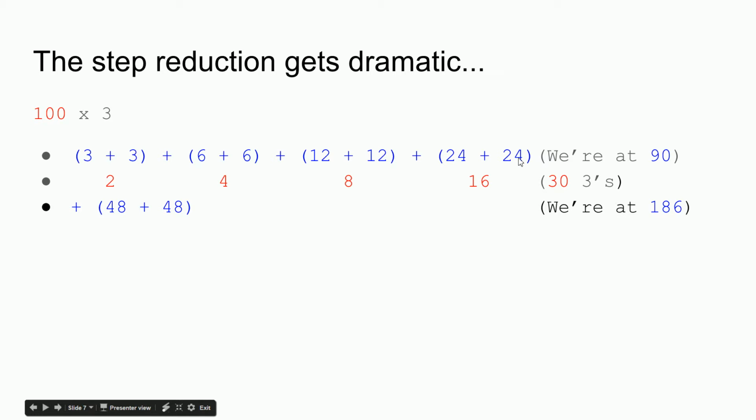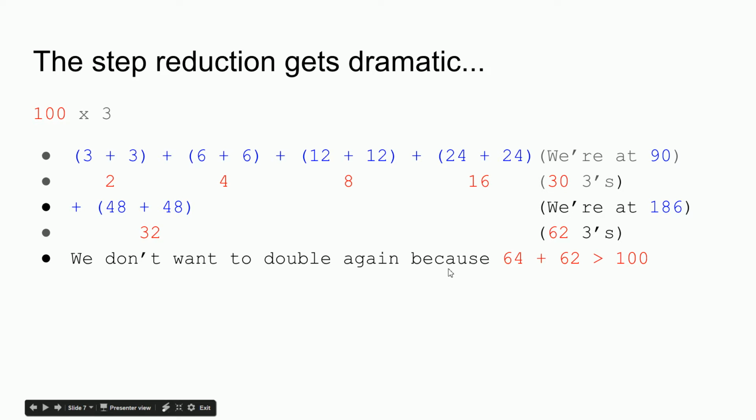Well, we could take 24 plus 24 and figure out that is 48. We already did that actually. And then as we go 48 plus 48, that gets us another 16 and another 16 threes for a total of 32 threes right there. So now we've gone from 30 to 62 with 2 more steps. That's pretty good.